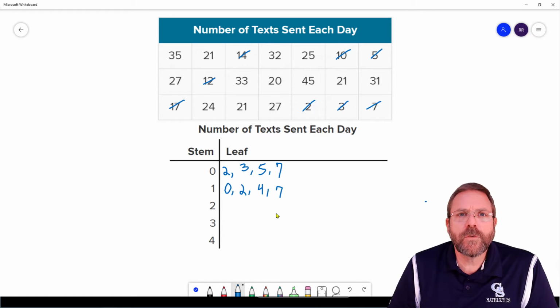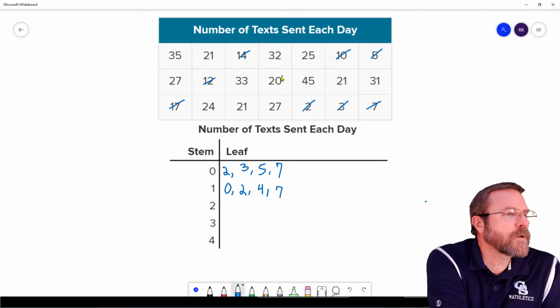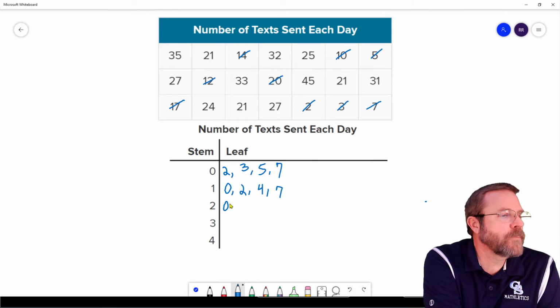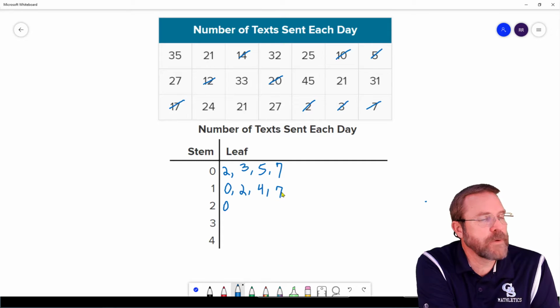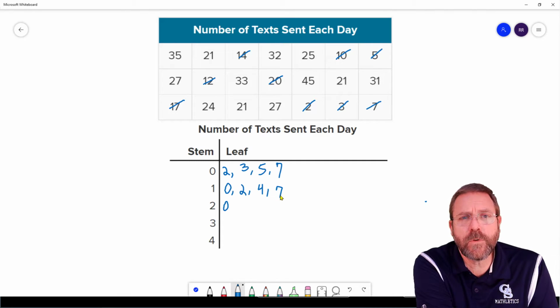Now I'm moving on to the 20 through 29s. So I've got a 20, so I'm going to put down a 0. And make sure you understand how this works. I have 2, 0 is 20, 1, 2 is 12, 1, 4 is 14, 1, 7 is going to be 17. You see how it works?